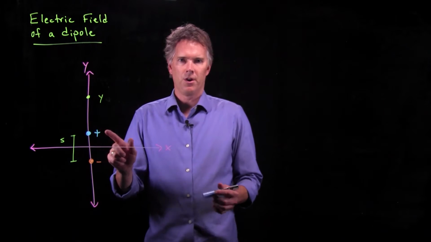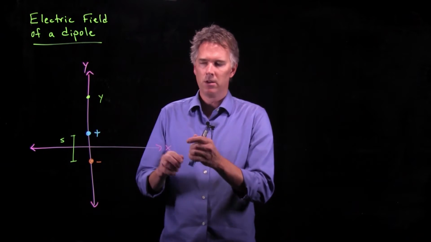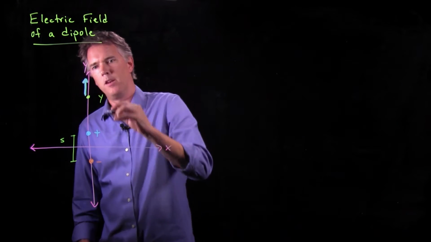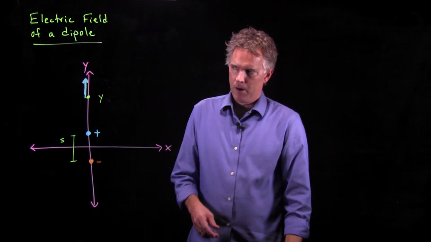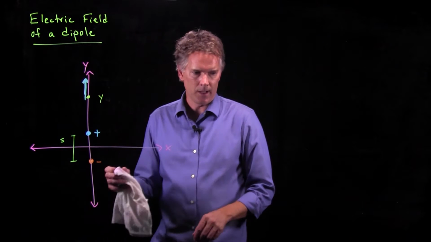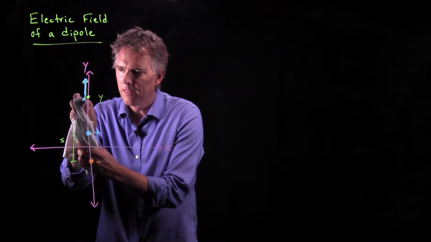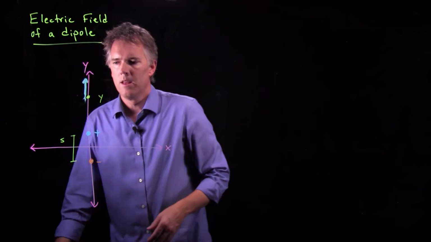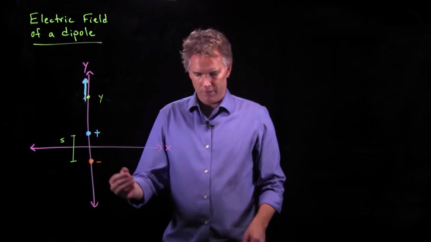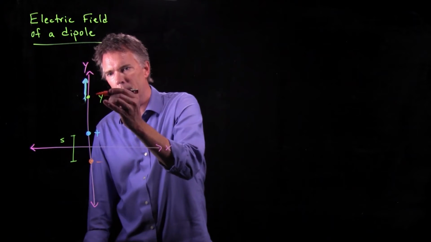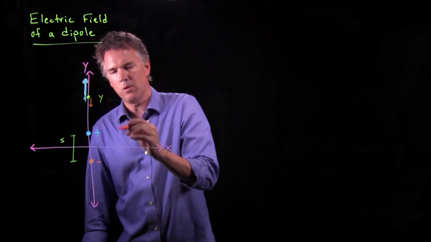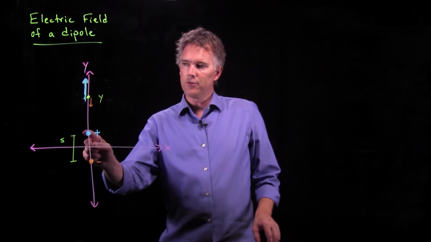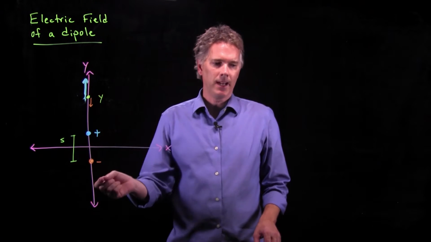Well, we know that a positive charge has electric field lines that are going out from it. So there's going to be an electric field here due to the positive charge that is pointing up. But we also know that the electric field from the orange, from the negative, is going to be pointing down. And in fact, that one going down is not quite as big as the one going up. Why? Because the positive charge is a little closer to where we are than the negative charge.